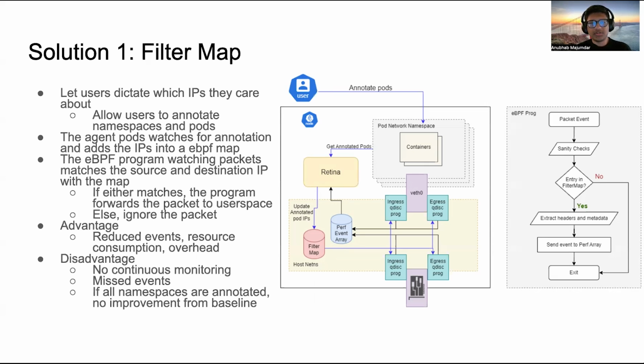We allow users to annotate namespaces and/or pods that are of interest to them and record the IPs of those pods in an eBPF map. The eBPF program is modified to match the source and destination IP of each packet it sees against the map to determine if the packet is of interest to the user. If you're interested in only a small subset of pods, this solution works great.